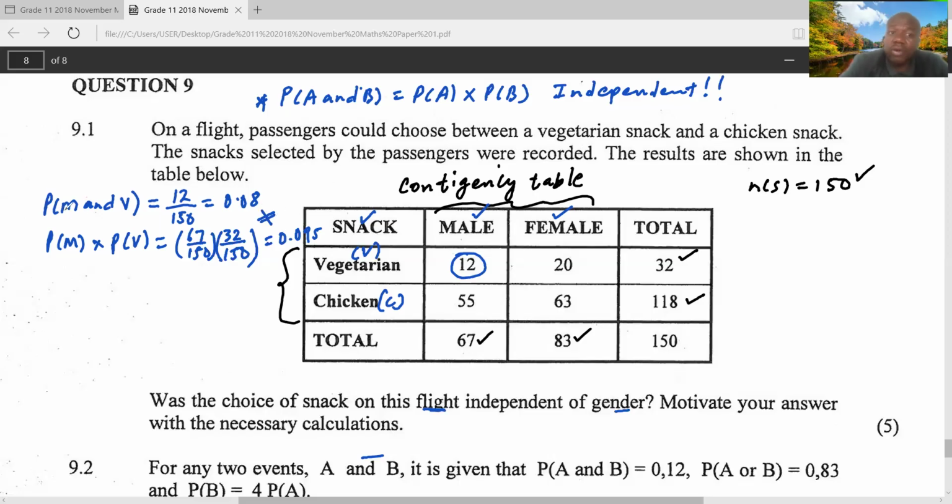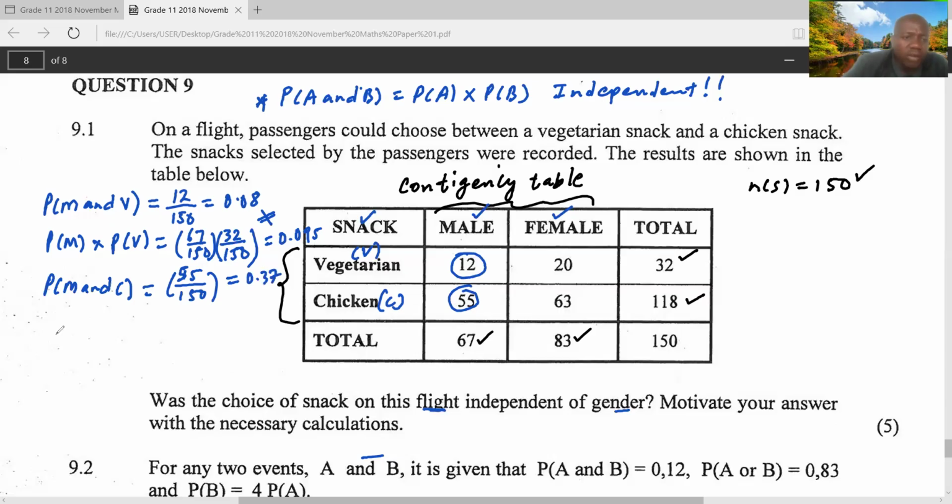When you look at this, you can easily see that these answers are not the same. It means that male and vegetarian are not independent, because if they were independent, the answers should be the same. Let's now compare male and chicken snacks. Only 55 passengers are males who chose chicken as their snack. So their probability is 55 divided by 150.